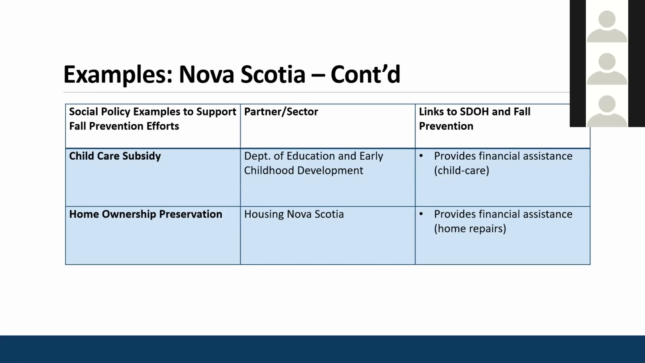Finally, the Home Ownership Preservation program, an example that we want to highlight through Housing Nova Scotia, is a program available to individuals or families of low income. Funding is available to eligible families in order to make major repairs so that the minimum level of health and safety standards can be met within their individual homes. And its links to social determinants of health and fall prevention: if eligible, funding can be applied to structural repairs within the home, for example stairs, which in turn can help prevent falls in that home.